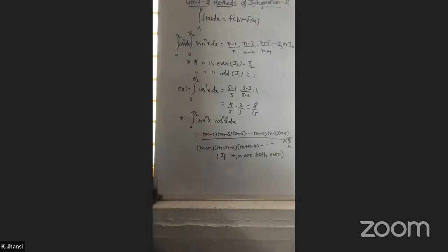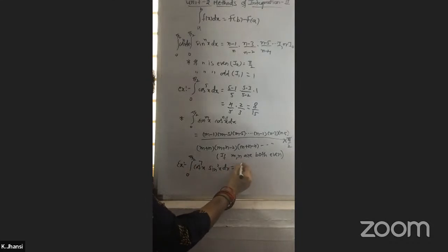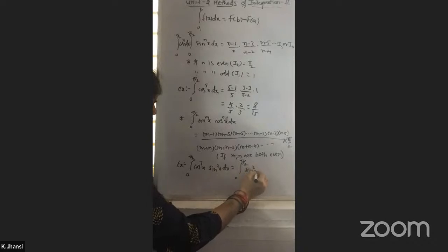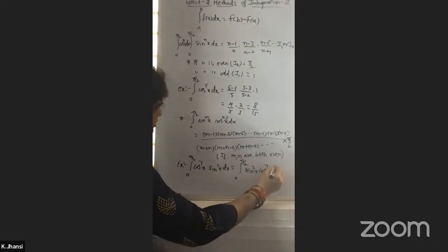So the integral from 0 to pi by 2 of cos to the power of 7x and sine to the power of 2x dx. Here sine and cos are there. Sine is m and cos is n. Like this you can take this value as m and this value as n, or else just interchange them, since it is only multiplication: integral 0 to pi by 2 of sine square x cos to the power of 7x dx.